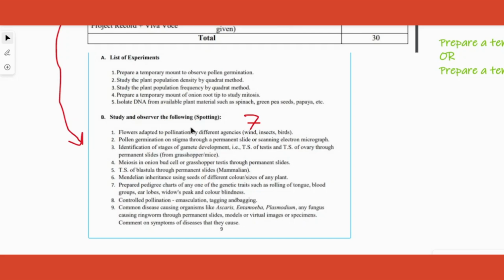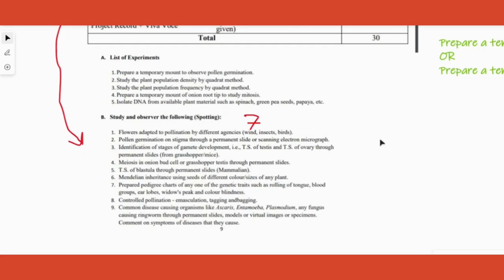Let's go to the spotters and check which are the possible ones and which can easily get marks. First one is flowers adapted to pollination by different agencies. You will be given 1 flower. How to identify that? First and foremost, if it's a very dull flower, it is definitely wind pollinated. If it's a colorful flower, just smell it and check. If it has a good fragrance or smell, it is insect pollinated. And if it has no smell, it is bird pollinated. Birds don't smell, right? So that is a way you can easily identify.